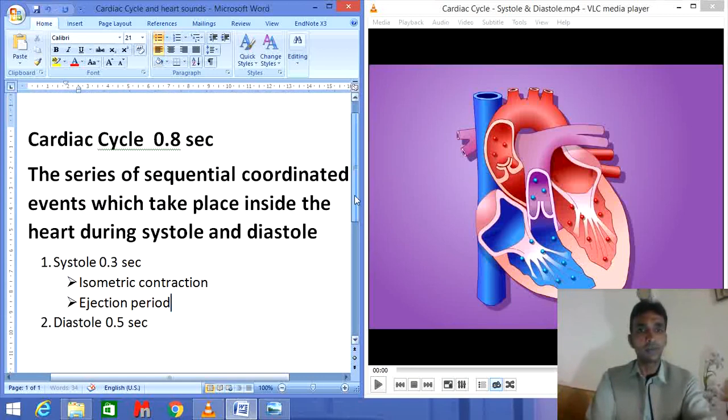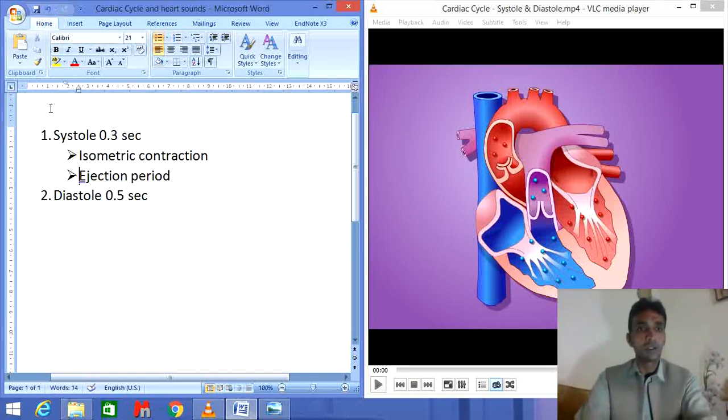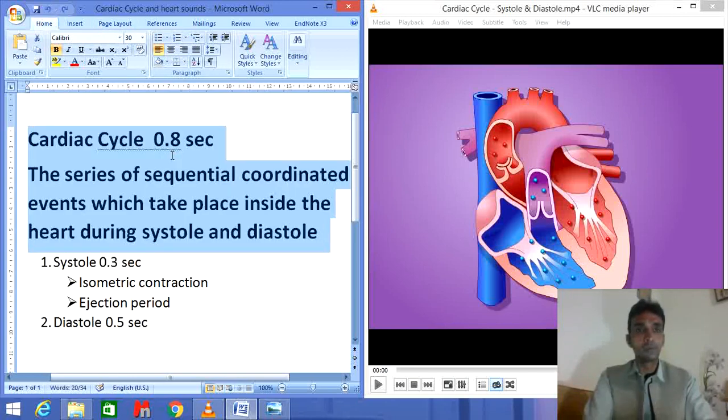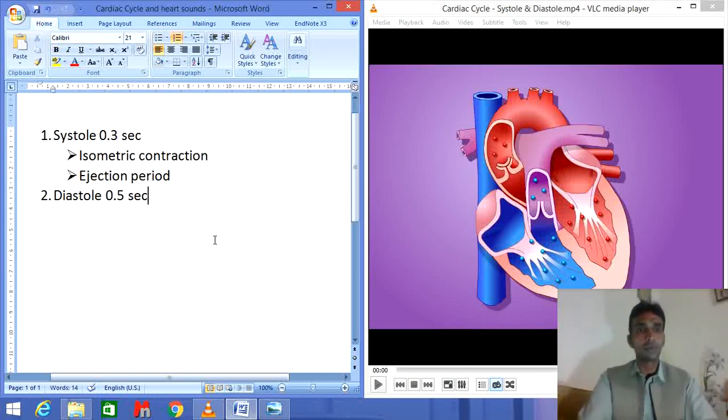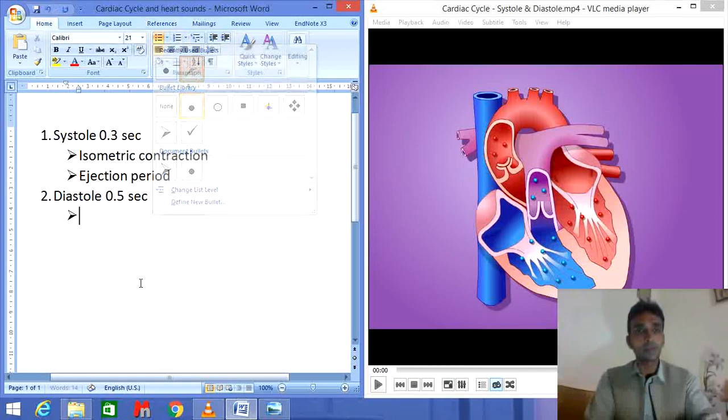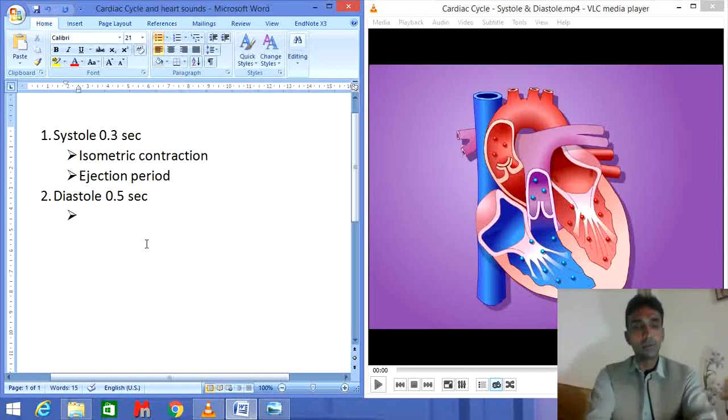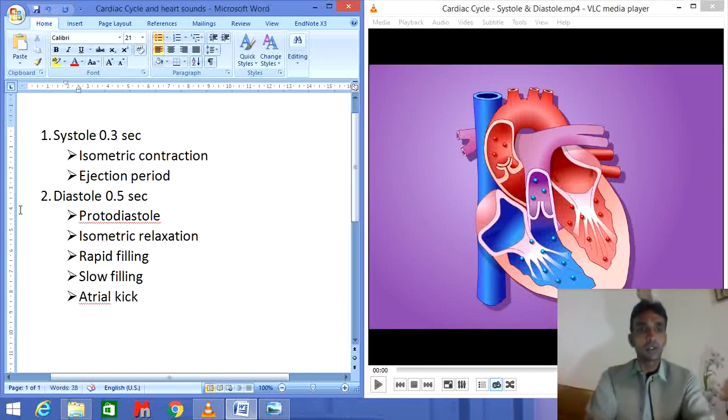While the diastole consists of five main steps. The first one is protodiastole. The second one is isometric relaxation. The third one is rapid filling. The fourth one is slow filling, and the fifth one is atrial kick. So we will learn about all these steps.